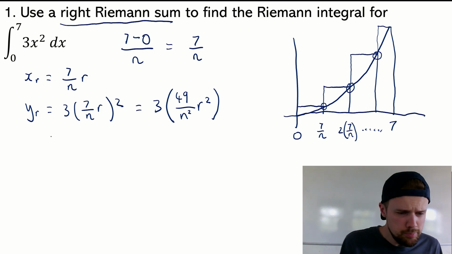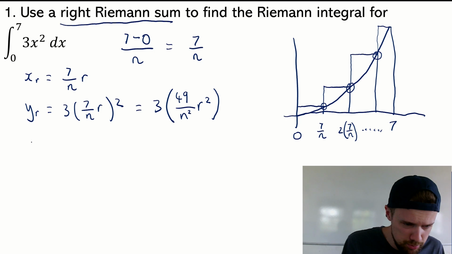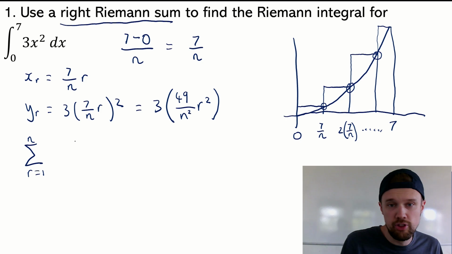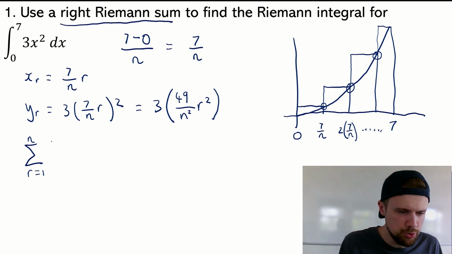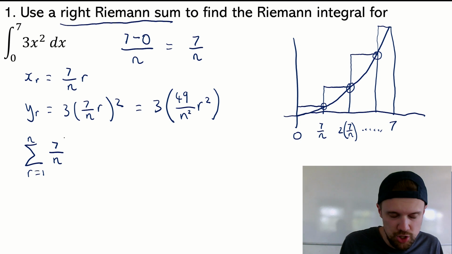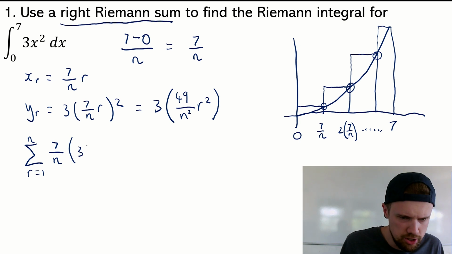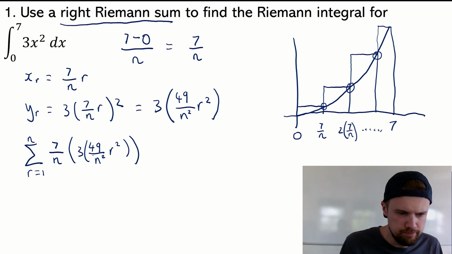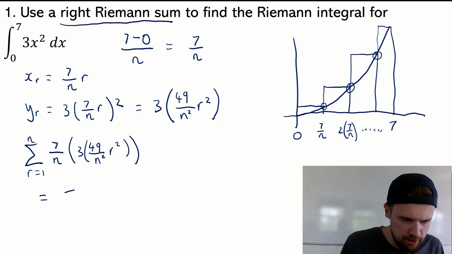So there you go. Therefore, the Riemann sum would be given by the sum from r equals 1 to n of the area of these rectangles. The area of the rectangles would be formed by multiplying the base or the width of each rectangle times by its height, and the height is given by those y coordinates that we were writing just a few moments ago. All a bit crammed, I'm very sorry. There you go. You could then simplify that.